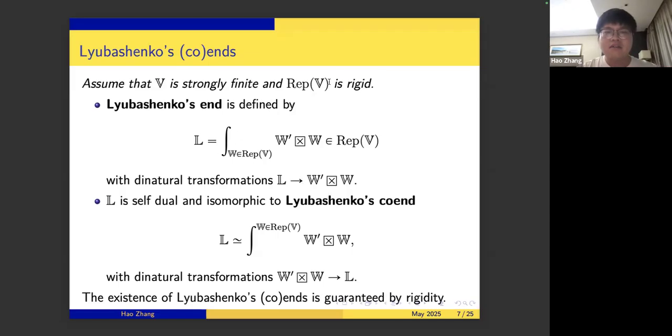Since we have the rigidity conjecture and the self-dual condition, we can prove that L is self-dual and is isomorphic to the Lyubashenko coend here. So L also has a dinatural transformation like this. Actually, Lyubashenko proves the existence of the coend in the category setting. If you want to translate their result to our VOA context, you have to assume the rigidity of Rep V. So in the literature, the existence of the Lyubashenko coend is guaranteed by the rigidity conjecture.